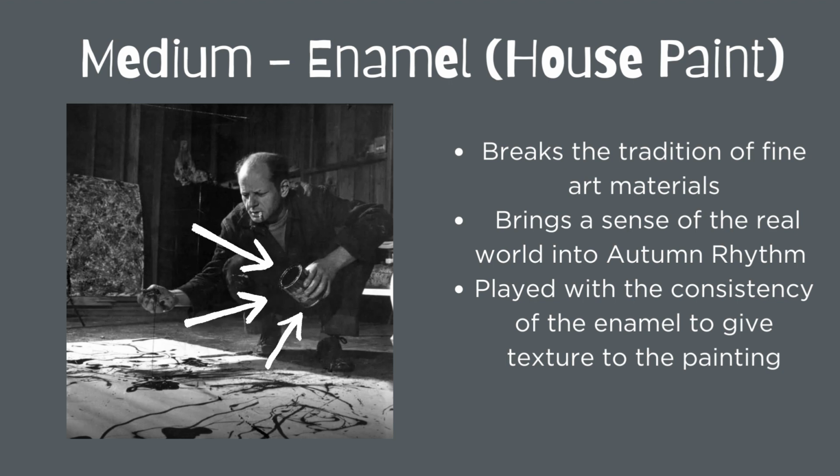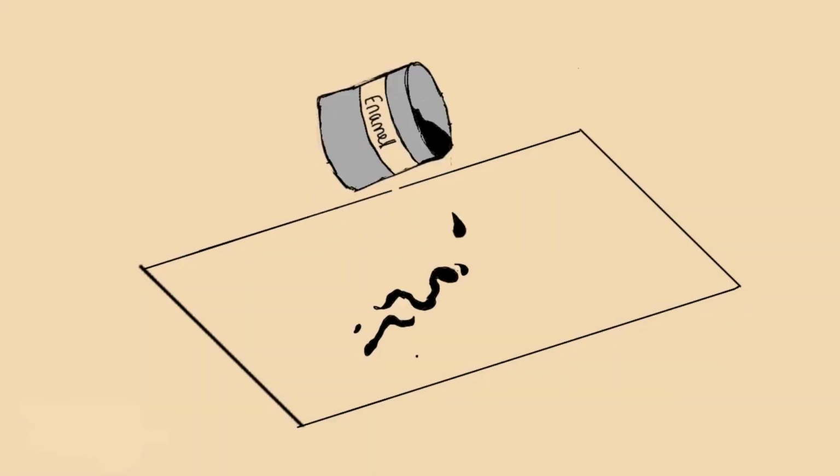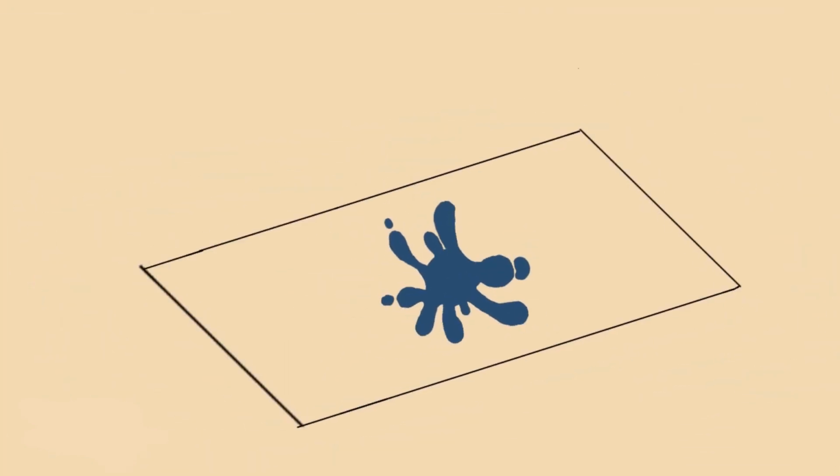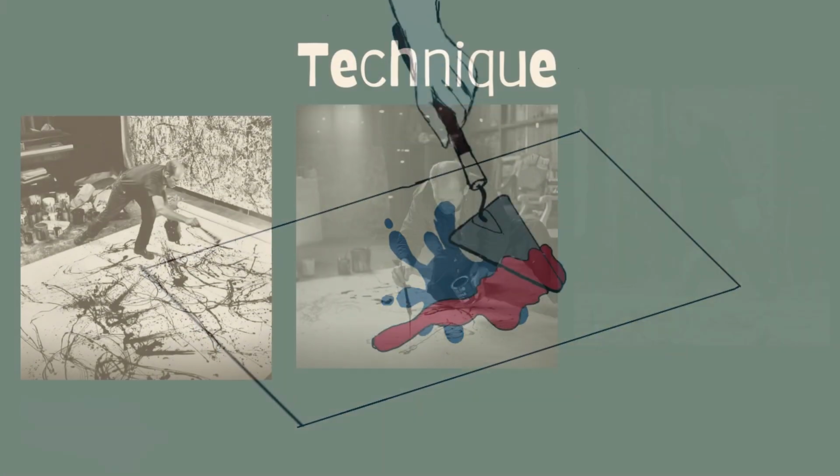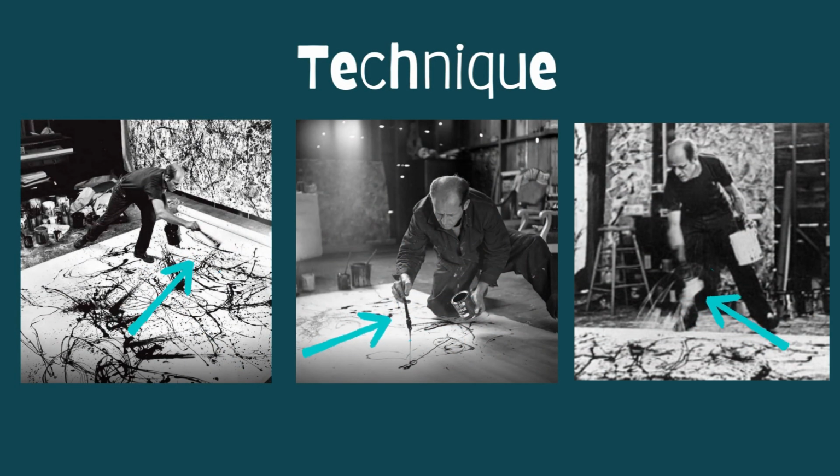Pollock also played with the consistency of his enamel, making some thicker and some thinner to give texture to the painting. Pollock created Autumn Rhythm by fastening the large, unstressed canvas to the floor and walking around it, dripping, pouring, and flinging the enamel onto the canvas. However, it is important to note that he never directly touched the painting with his tools.